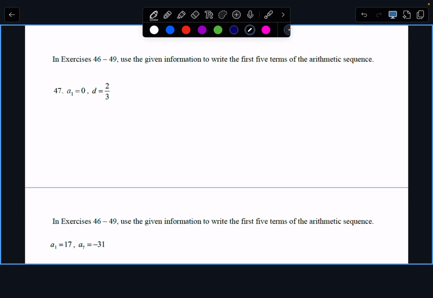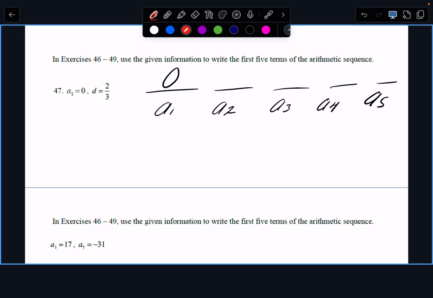Okay, do you guys need this one or is that almost too easy? It says use the given information to write the first 5 terms. Okay, so a sub 1, a sub 2, stick with me, a sub 3, a sub 4, a sub 5. It said a sub 1 is 0. The common difference is 2/3. So what are we subtracting?